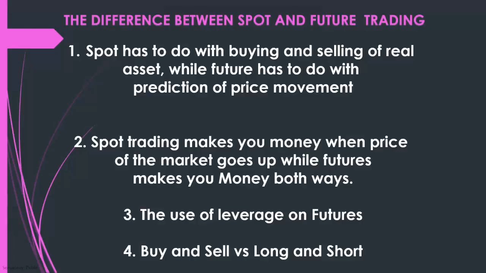Let's assume that you buy Bitcoin at $10, and the price of Bitcoin now goes down to $7. That means you automatically lose money. But if you're doing futures trading and you have predicted that the market is going to go down, you're going to make money because your prediction is correct. But in spot trading, you're losing money. I want to believe that's taken.